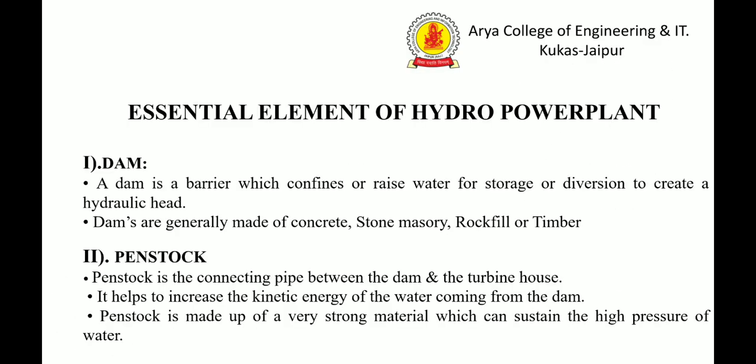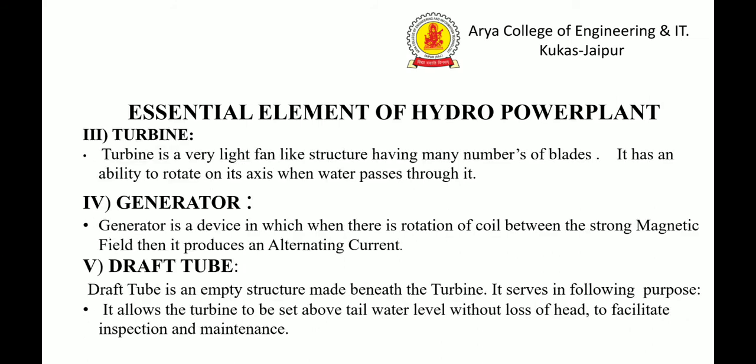These are the essential elements of a hydroelectric power plant. Dam is a reservoir for collecting the water. Penstock is a path or a pipe for flowing the water from the dam to the turbine. It is the connecting pipe between the dam and the turbine nozzle. It helps to increase the kinetic energy of the water coming from the dam.